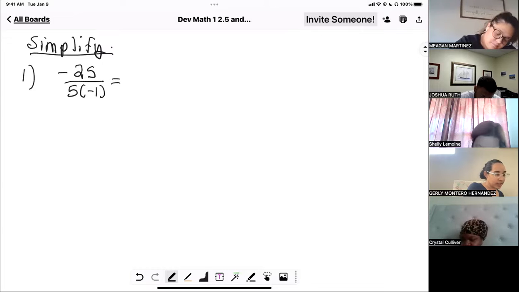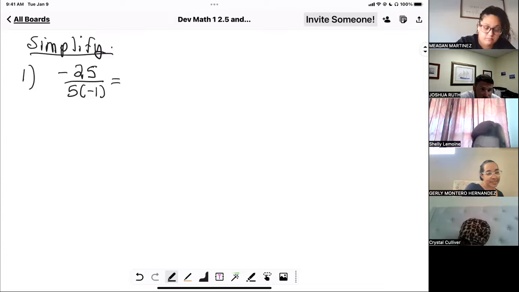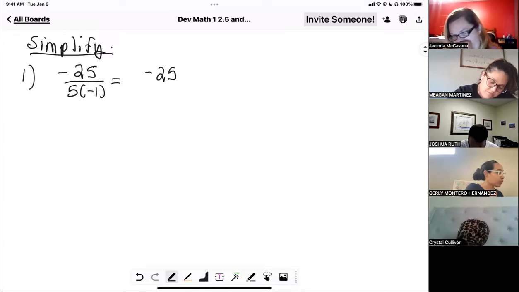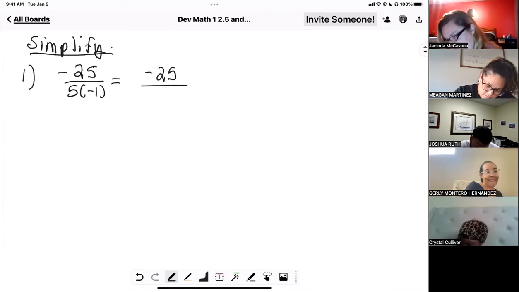Okay, we're starting out with a fraction. And don't let fractions bother you. No big deal about fractions. We're going to have a whole section on fractions, and you're going to be the fraction king and queen by the time we're done. All right, so we do have parentheses. We've got to do parentheses first. So negative 25 is just going to say negative 25. Nothing to simplify there. And then we're going to simplify 5 times negative 1 is negative 5.